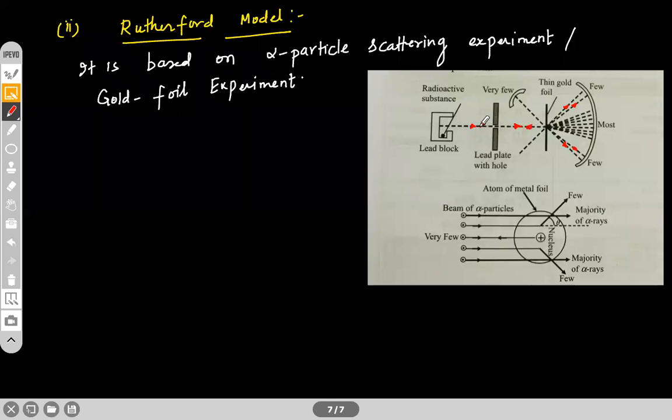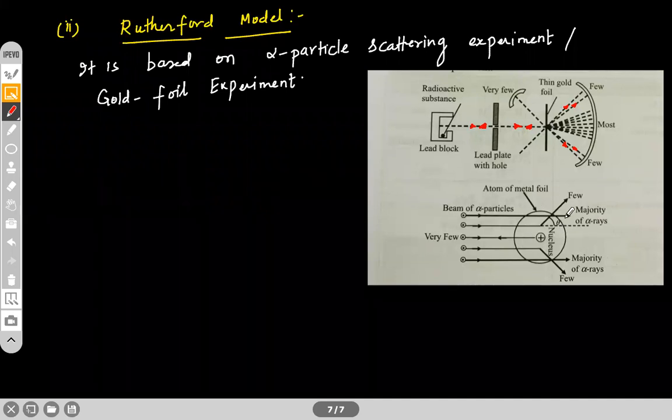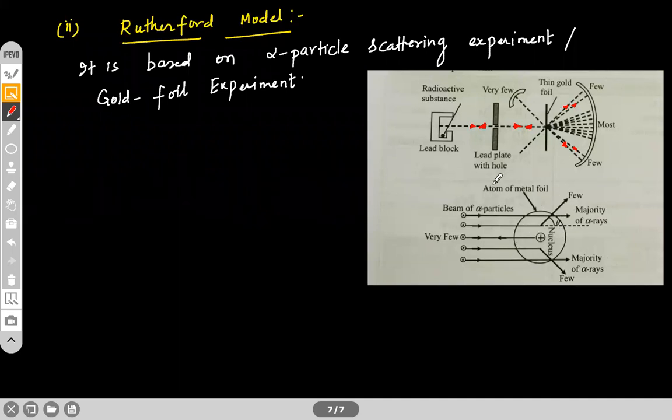Okay, it comes back like this. It goes, strikes and comes back like this. So this is what happens. You see here, because we have thin gold foil, we have thousands of gold atoms present in this foil. One of the atoms is this. We magnify one of the atoms, and this is the atom of the metal foil.